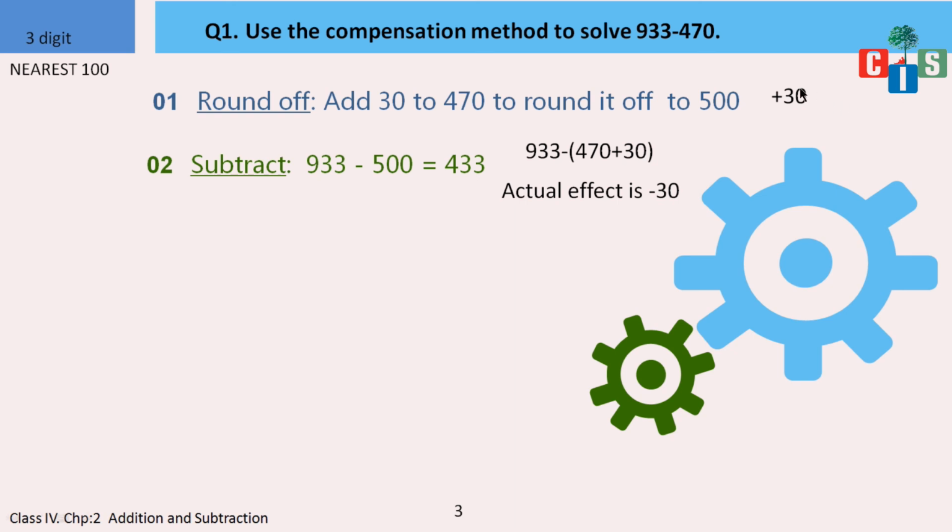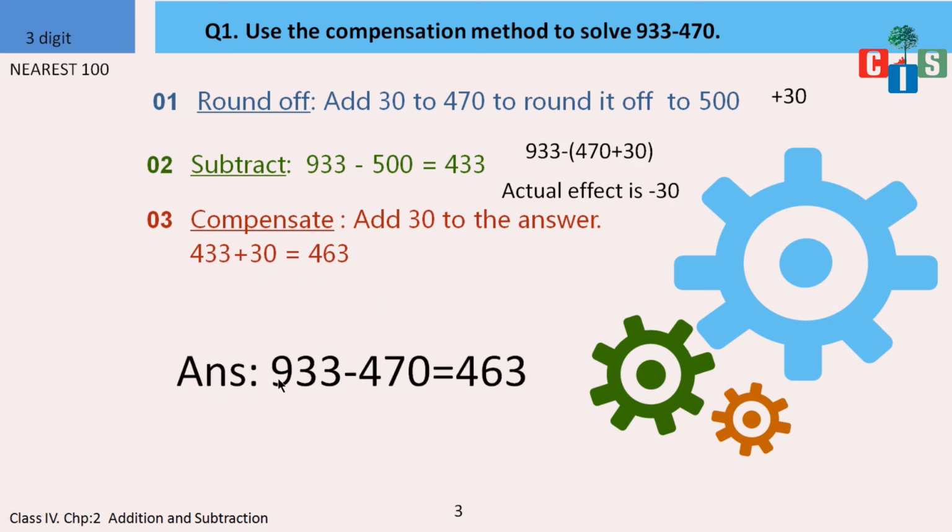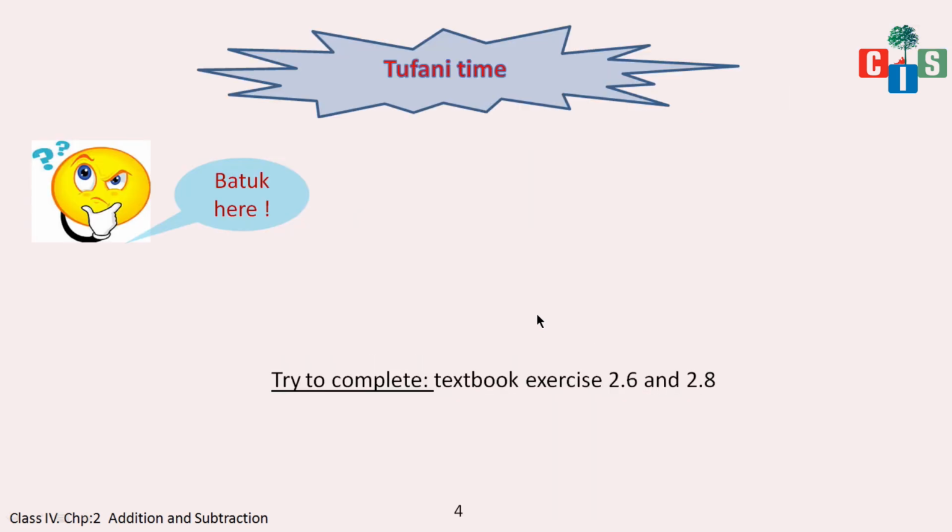See, this 30 is different and this 30 is different. So you have to see the action you have done and reverse it. So you have to add 30 to the answer. That is, 433 plus 30 will give me 463. So my final answer is 933 minus 470 is 463. Clear with it?